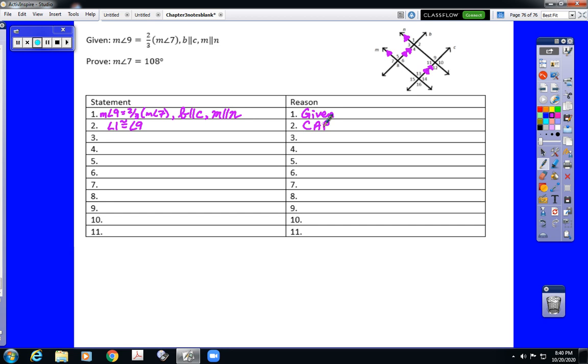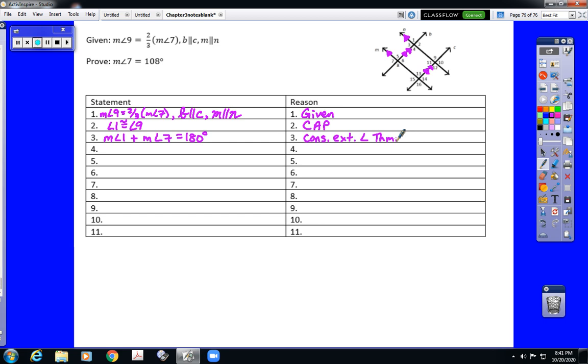The reason I picked angle 1 is because angle 1 and angle 7 are consecutive exterior angles, which means I can write the equation measure of angle 1 plus the measure of angle 7 is 180 degrees, because that is what the consecutive exterior angle theorem says. It says that if the lines are parallel, each pair of consecutive exterior angles has to be supplementary.